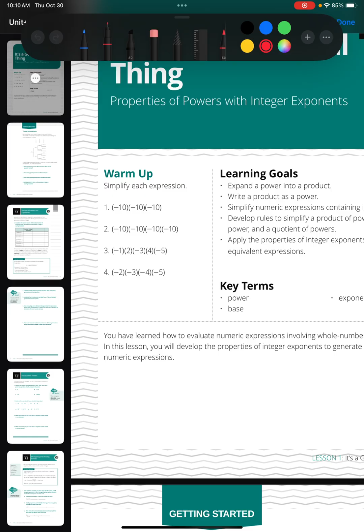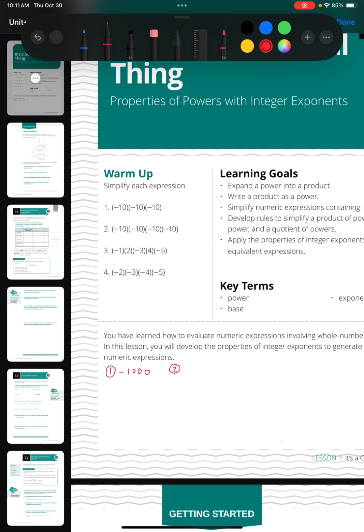we're multiplying together here. So for the first one, we have negative 10 times negative 10 times negative 10. Well, those three multiplied together are going to give us 1,000. And when you have three negative numbers, an odd number of negatives multiplied together, your result is going to be negative. So we're going to get negative 1,000.